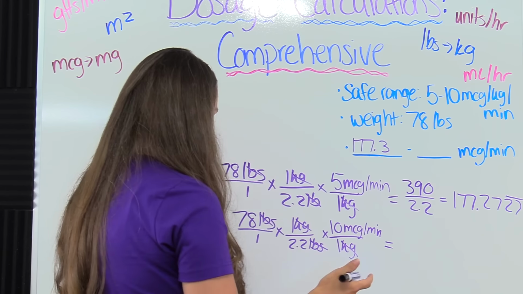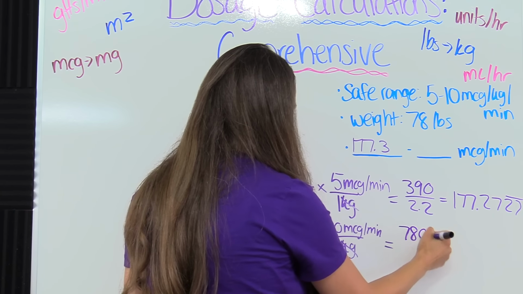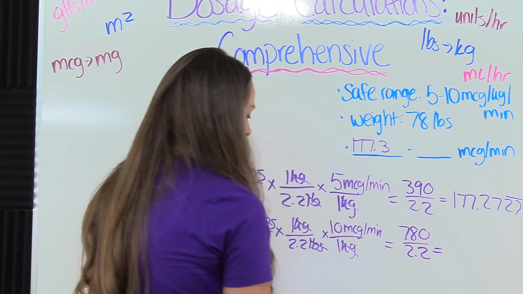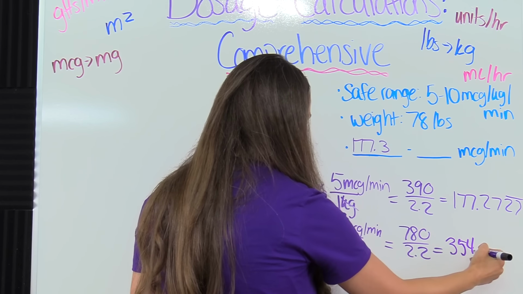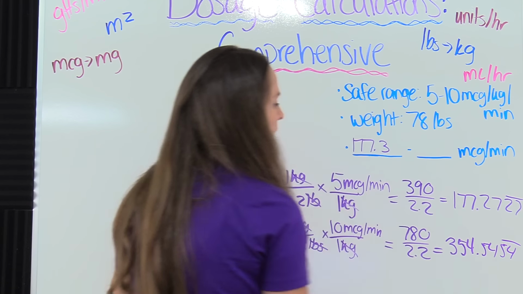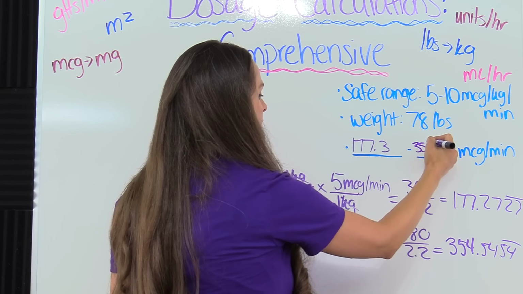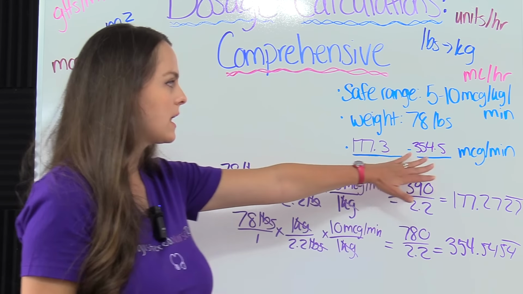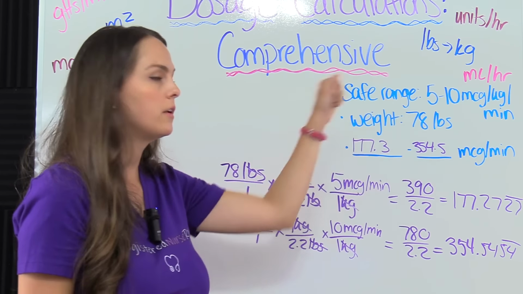So when we multiply everything at the top, we get 780. Everything at the bottom, 2.2. When we divide that out, we get 354.5454, repeating. I'm going to round to the nearest tenth, so that gives us 354.5. And this is the safe range for this child based on the recommended dose and their weight.